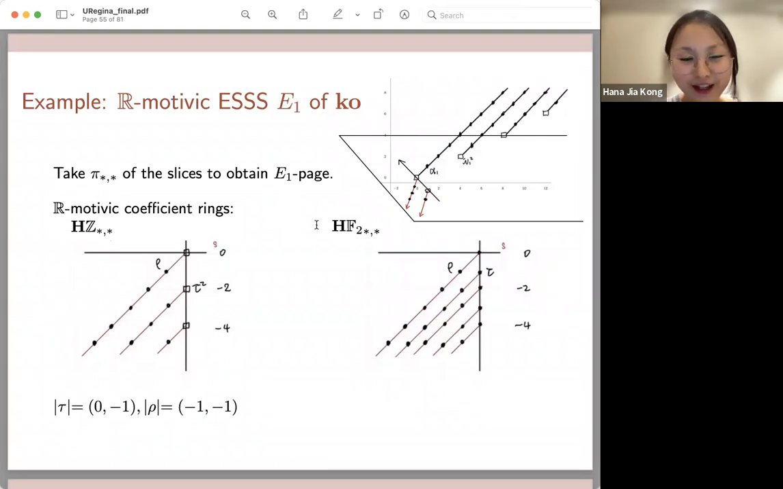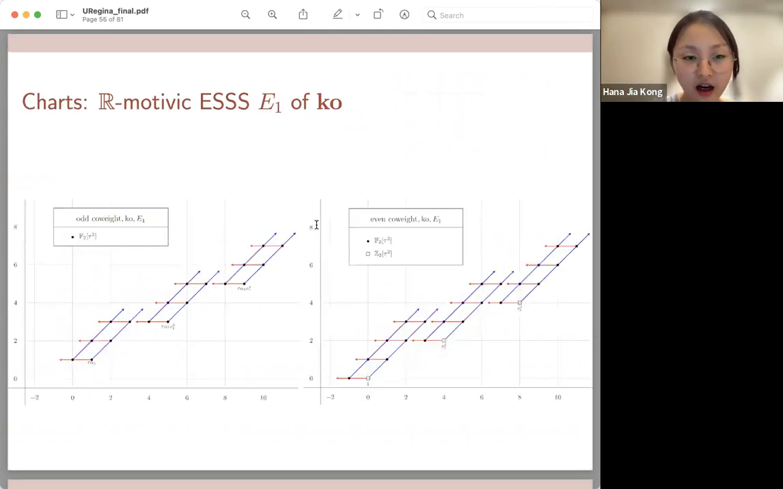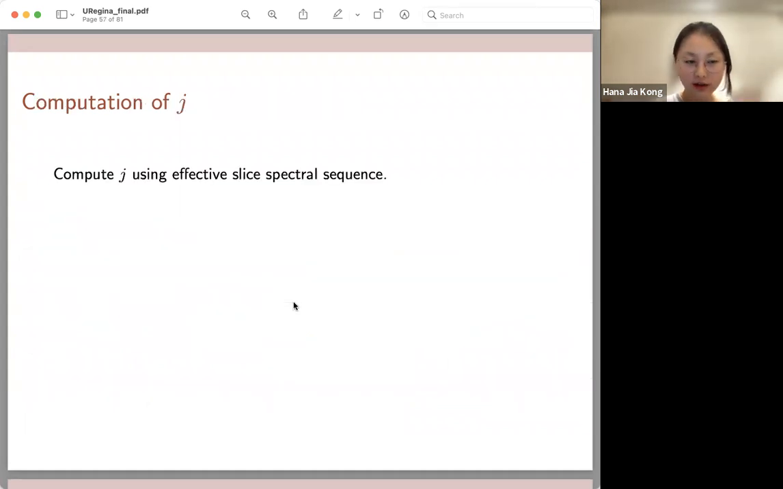Okay, I hope this picture makes sense. The E1 page of KO is tri-graded, and we can organize it by co-weight. In this case, it turns out that the co-weights are two-periodic. So the odd co-weights are like this pattern, and the even co-weights are this pattern. So this is just an example of KO, the effective slice spectral sequence of KO. The input is that we know the slices, and we can produce the E1 page of the effective slice spectral sequence. And then let's talk about the computation for J.